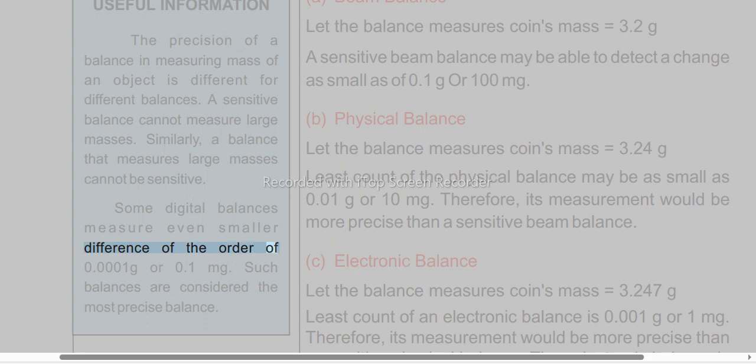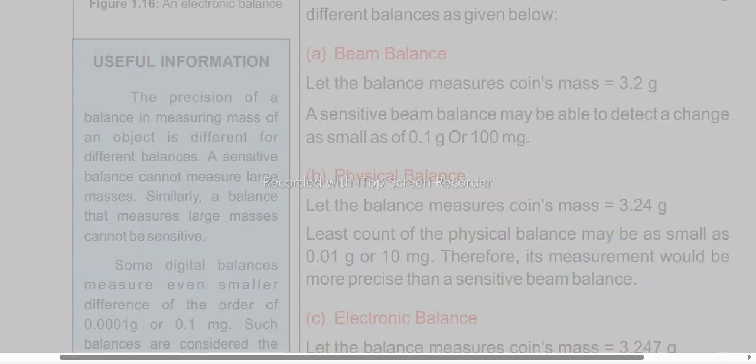can measure even smaller difference of the order of 0.0001 g or 0.1 milligrams. Such balances are considered the most precise balance. Figure 1.16, an electronic balance. Figure 1.17, a mechanical stopwatch.